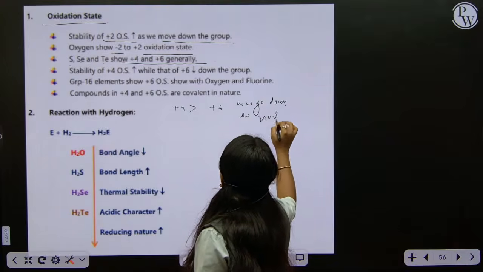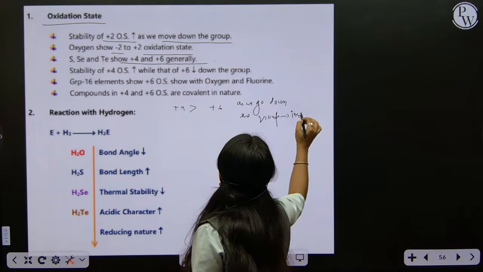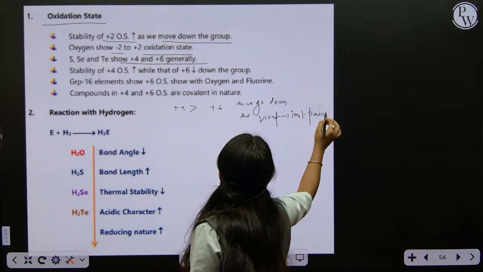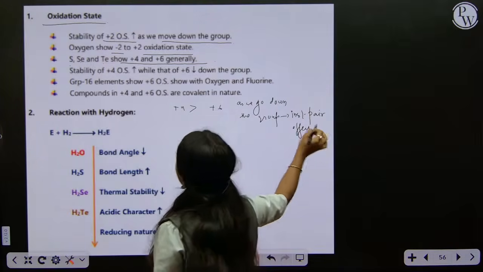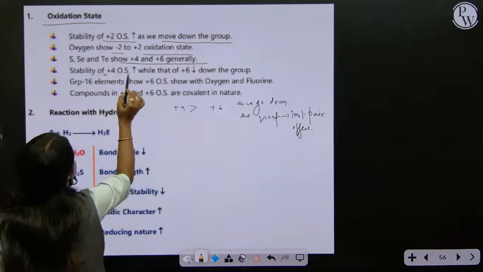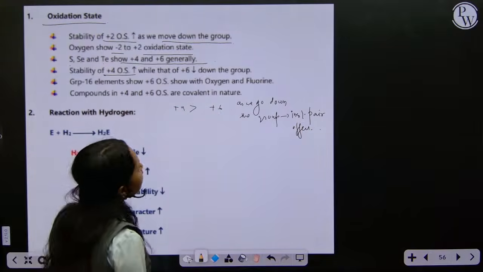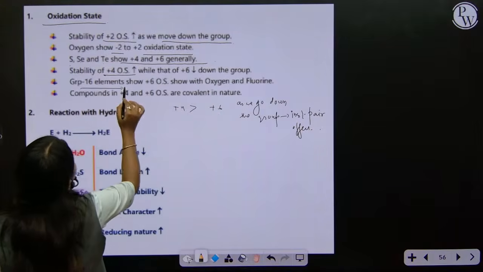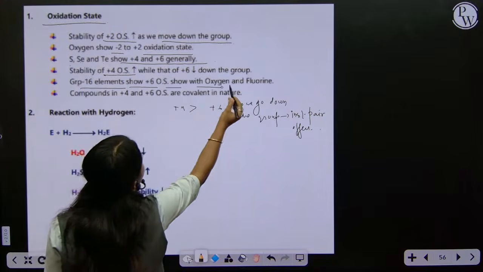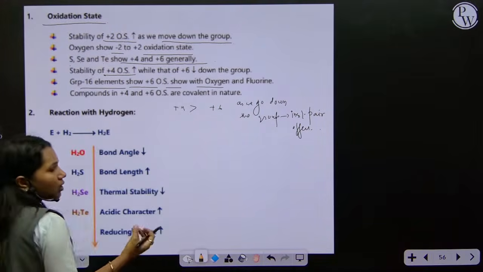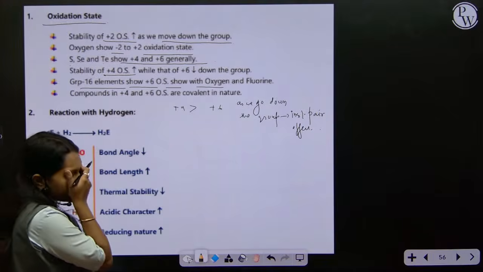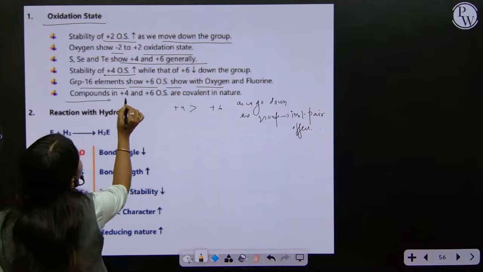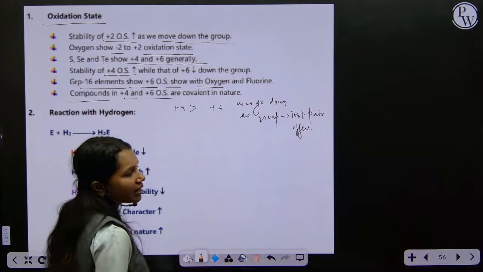The reason for this is inert pair effect. Stability of +4 is more and +6 is less. Group 16 elements show +4, while +6 is shown by oxygen and fluorine because they are highly electronegative elements, they can withdraw the electron more. Compounds in +4 and +6 are covalent in nature.